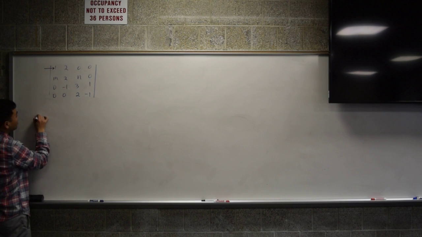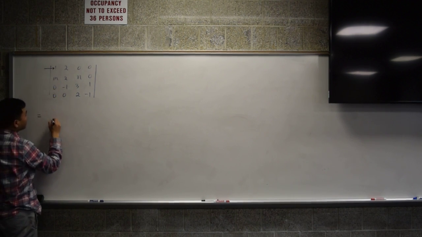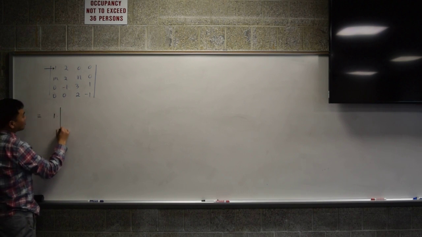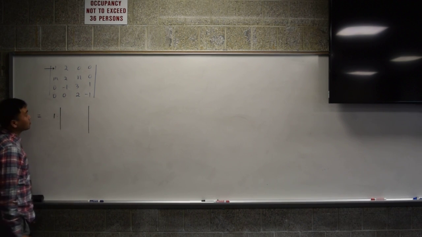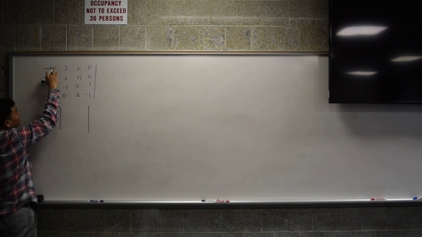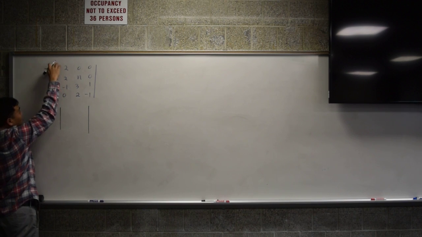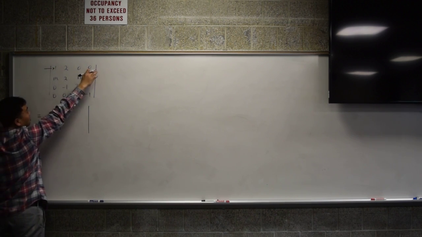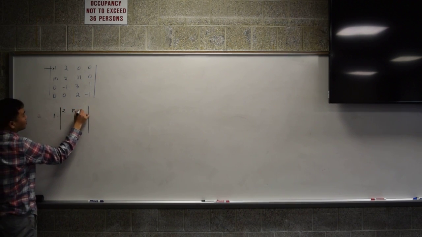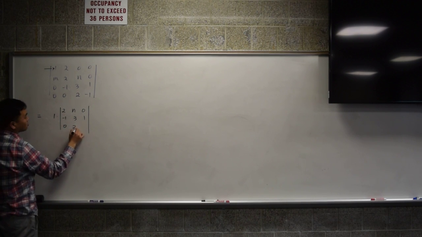Okay, how do you do this? Well, you first write down the number, the element, times the minor matrix, which is the matrix obtained by deleting the row and the column containing that element. So if you delete this column and that row, you end up with this matrix here, which is 2, n, 0, negative 1, 3, 1, 0, 2, negative 1.